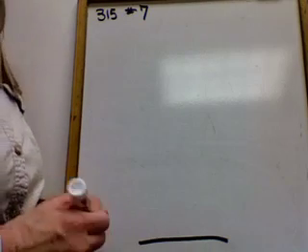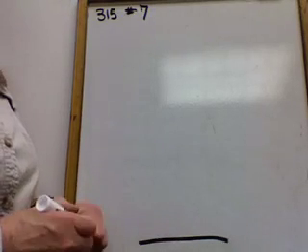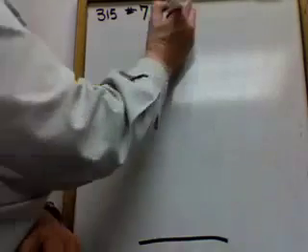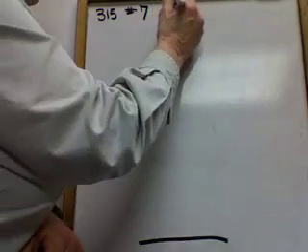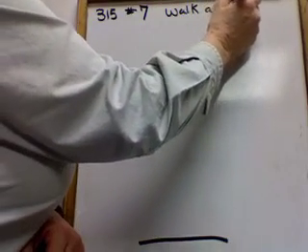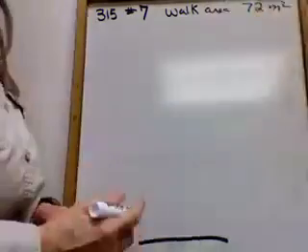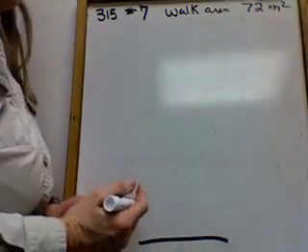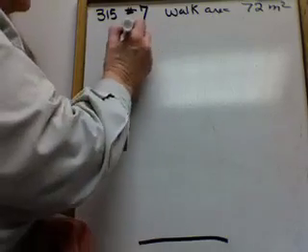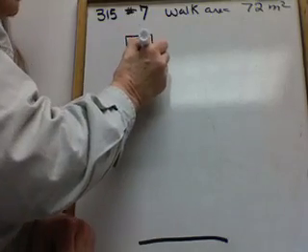Okay, I'm back on 315. This time we're solving number 7. A walkway of uniform width has an area of 72. Let's write down what we have. So the walk has an area of 72 square meters, and it surrounds a swimming pool that is 8 by 10 meters long. So here's the pool. 8 by 10.